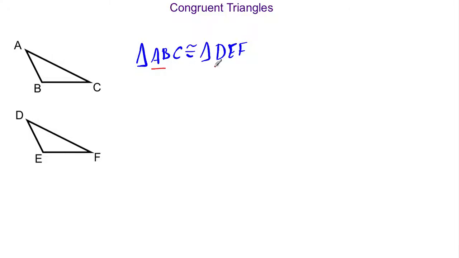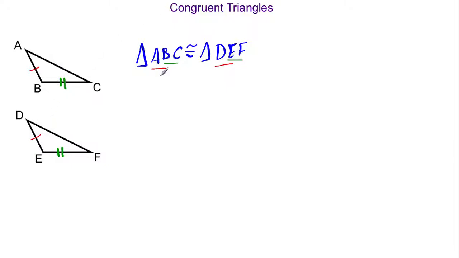So, which parts are? Well, if I look here, I can see that I have AB and DE as the first two letters of each triangle. That means that side AB is congruent to side DE. I also have BC and EF as the last two letters. That means that BC and EF are two congruent sides. Similarly with AC and DF in the same pattern.